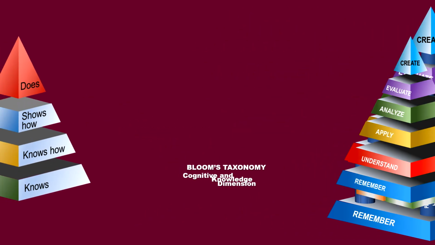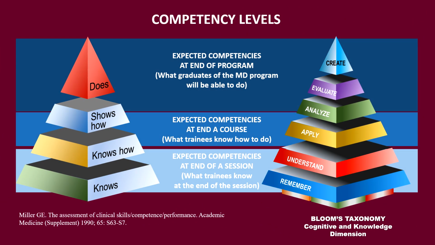But it's not enough that you know about the cognitive dimensions. You also need to know about the clinical skills dimension. You know about knows how. This is the Miller's perspective. Knows. We can say that this probably will be aligned with our remember or understand in the Bloom's taxonomy dimension. And knows how talks about how you can enumerate the steps, but it's not the same as actually doing the steps, showing how.